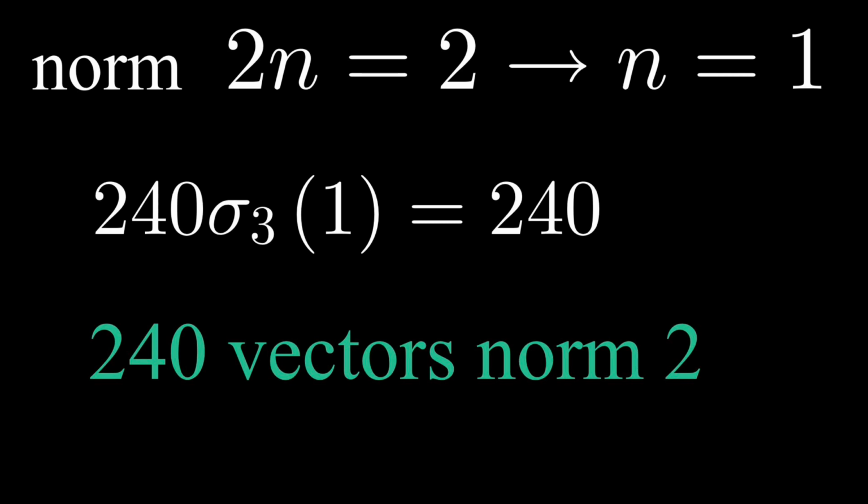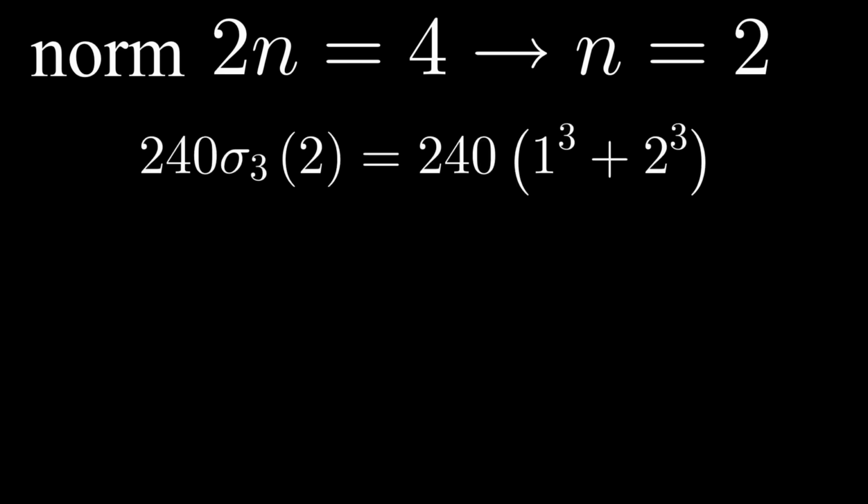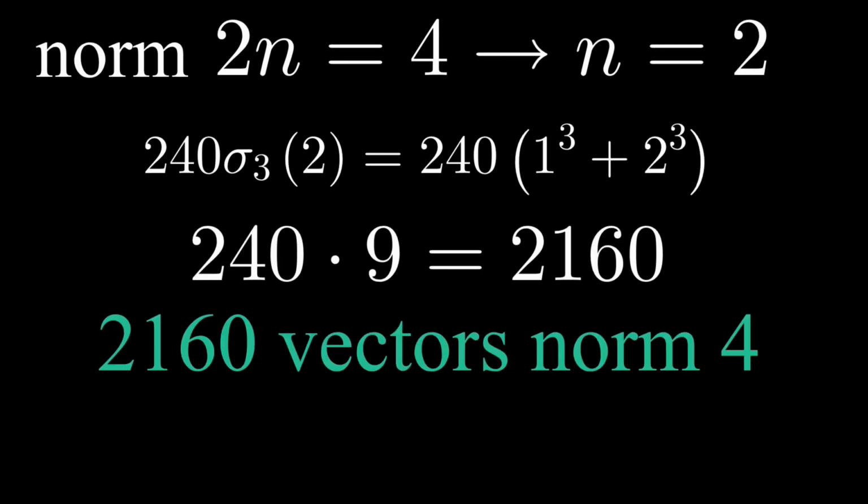We can do this again with the next possible norm, which is norm 4. In this case, we have a norm of 2n equals 4. So n equals 2, and the number of vectors is 240 times sigma 3 of 2. Sigma 3 of 2 equals 1 cubed plus 2 cubed equals 9. So there are 240 times 9 equals 2,160 vectors of norm 4.